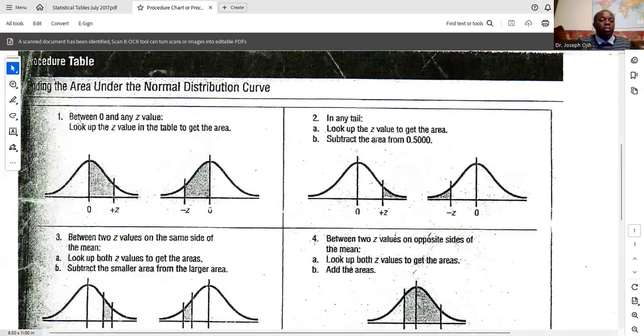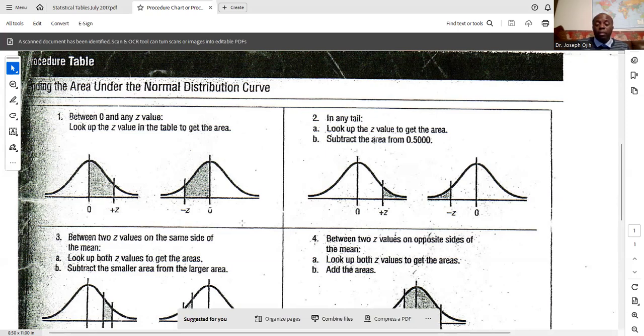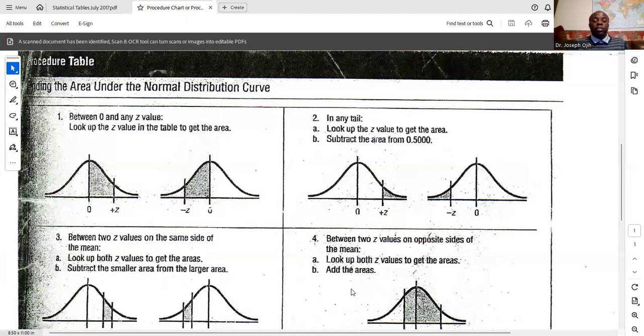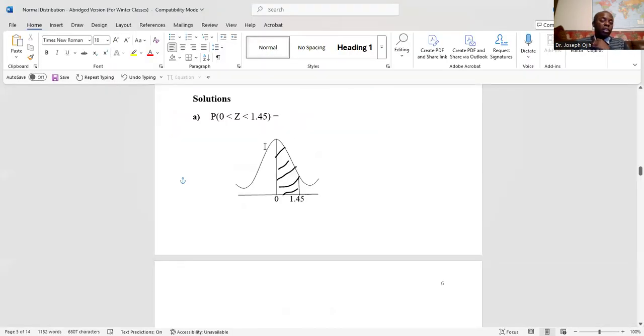So here it says the required probability is to look up the z-value in the table to get the area. So for this, we look at what z-value. So we look for 1.45 on the table.